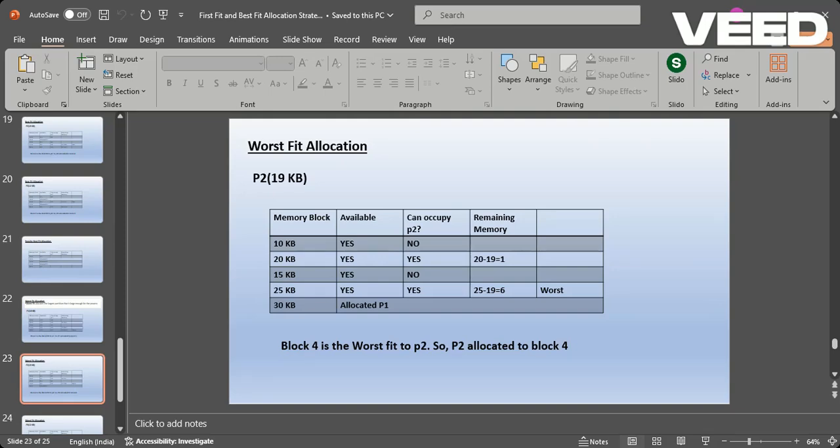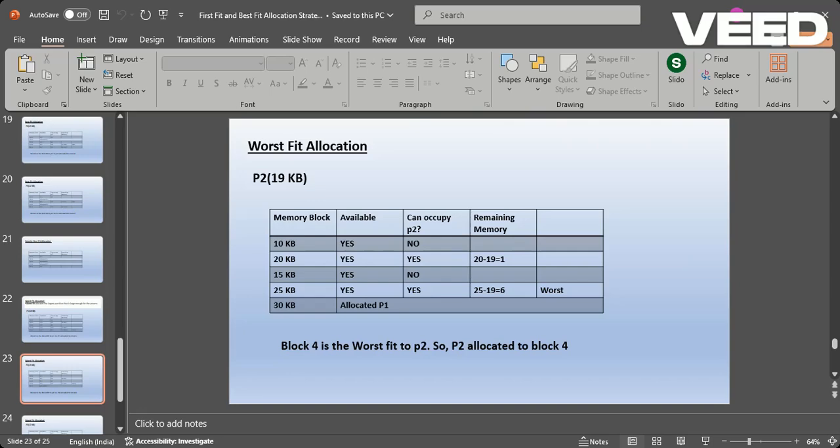Then the next block, 15 KB, is not enough to store P2, so we cannot occupy it with P2. Then 25 KB is enough to occupy P2. So here we need to calculate the memory wastage. 25 minus 19 is equal to 6. And then the next block, 30 KB, is already allocated to P1, so it is not a free space.